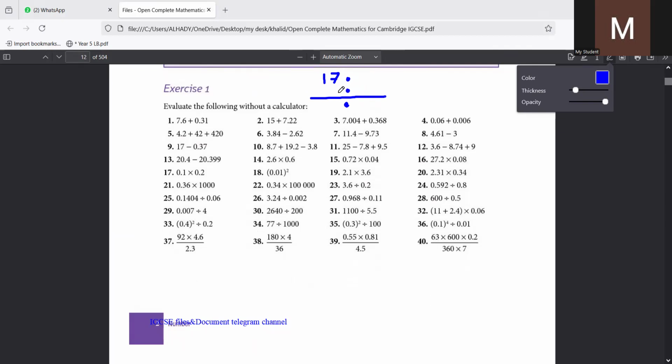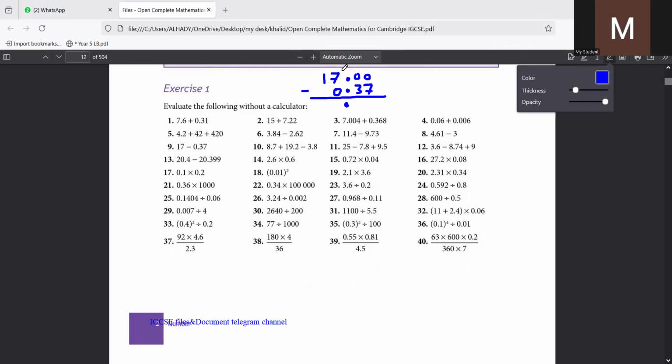Okay, and then here you have got what? 0.37. Make sure the 17, you make it 17.00, and then you do your subtraction. This is subtraction. You say 0 minus 7. Some people will make a very silly mistake. They just put the 7 down immediately. No, it is 0 minus 7.